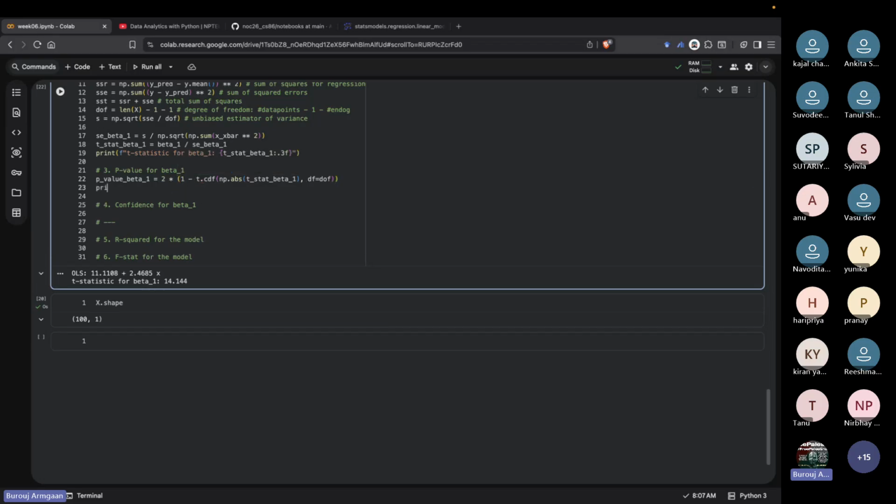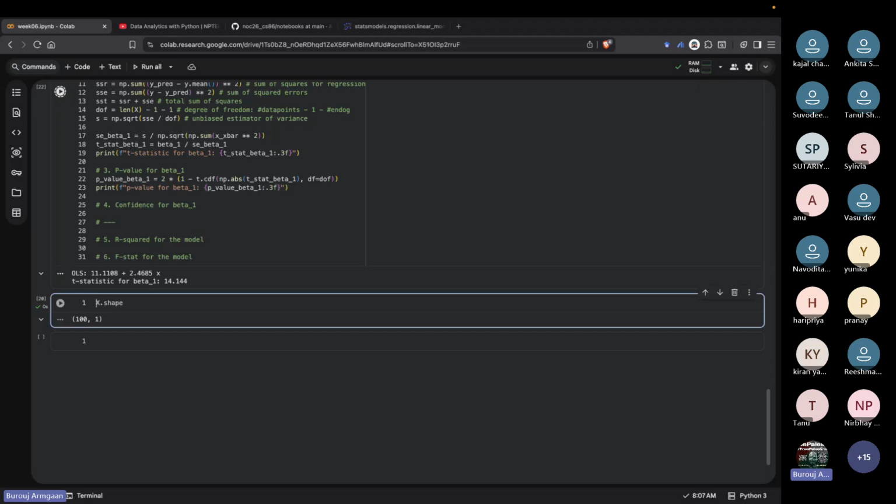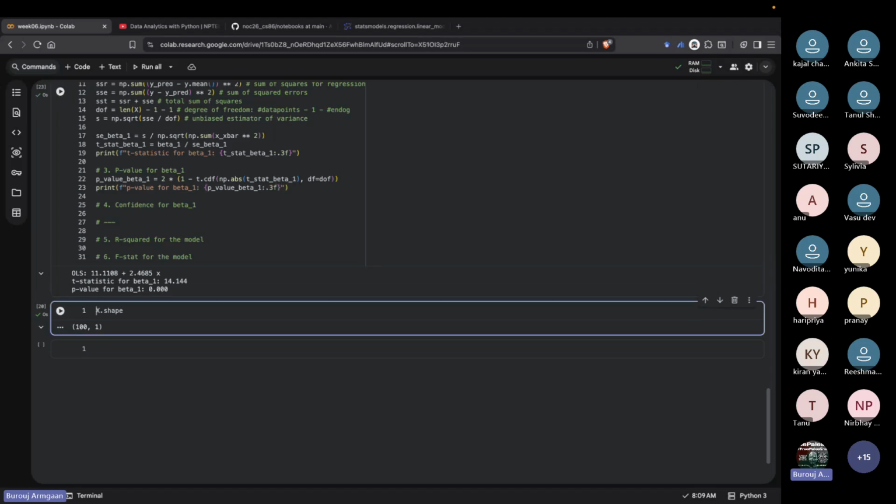So we have our p-value. We can print this again. We can say p-value for beta 1 is equal to p-value beta 1, again 0.3f. It is essentially equal to 0.